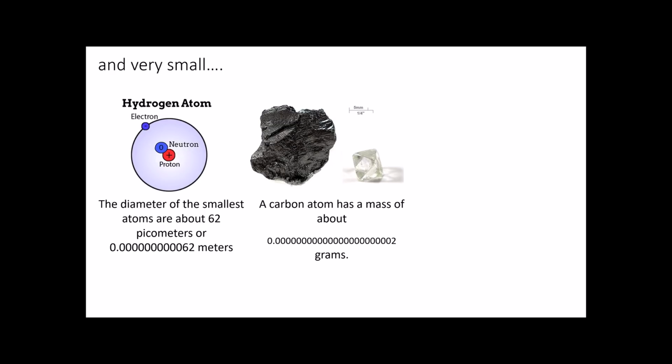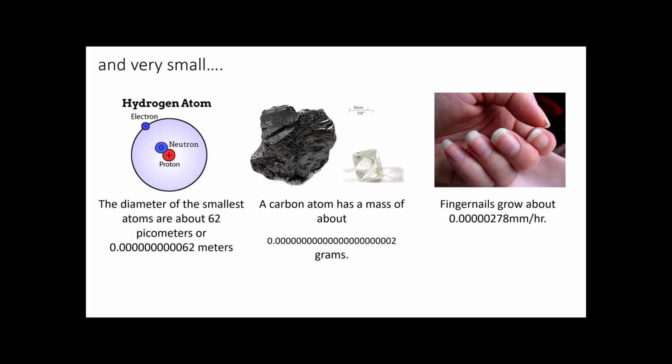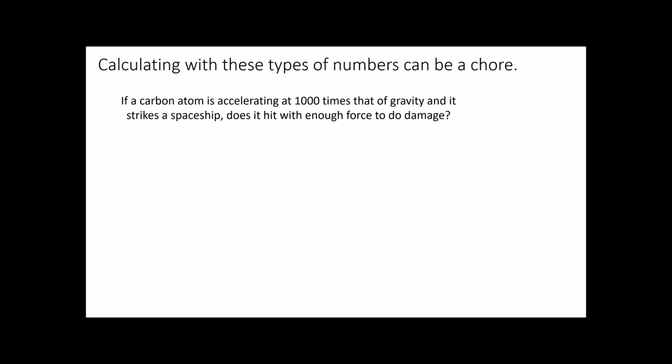We could talk about the fact that the mass of a carbon atom is about 0.000000000000000000000000002 grams. Of course, carbon is what makes up both coal and diamonds, so it is something we should be familiar with. It also makes up most of life, but that's a whole separate video series. But it is a very, very tiny amount of mass when we start talking about how much an atom weighs. Or we can talk about how quickly a fingernail grows. It grows at 0.000000278 millimeters per hour.